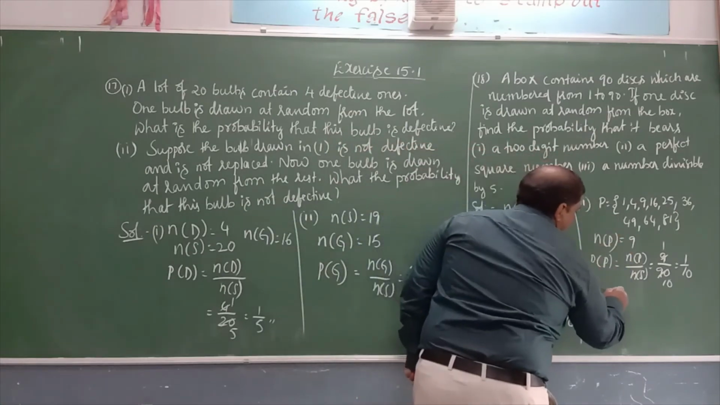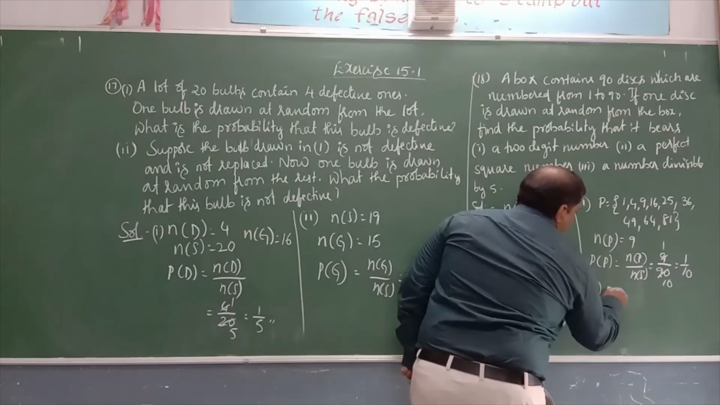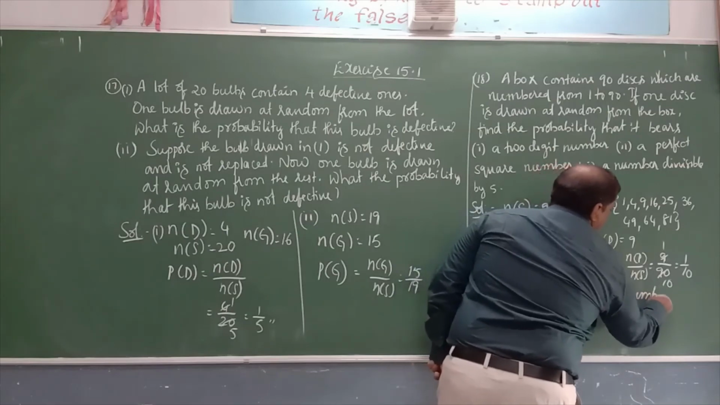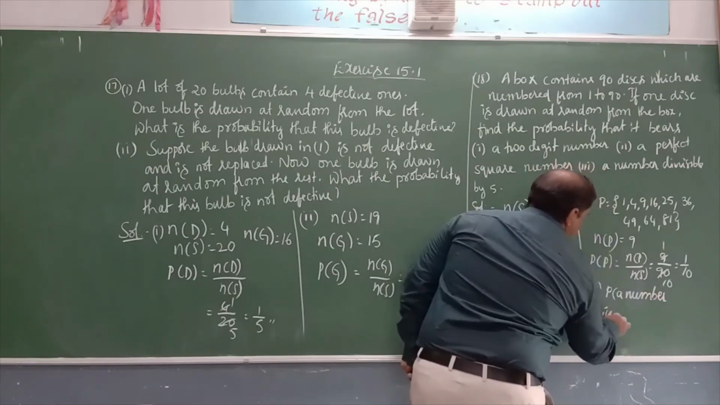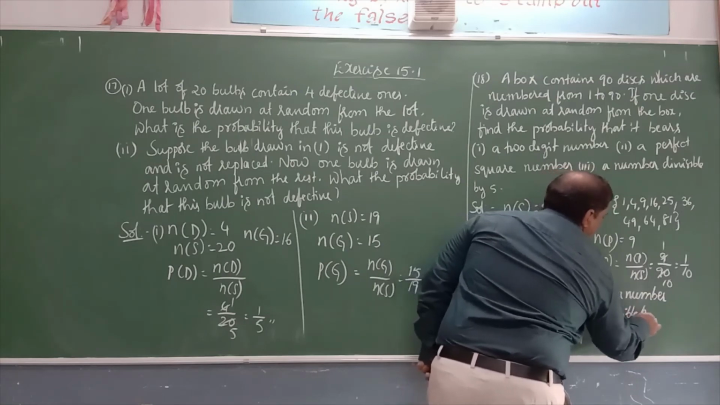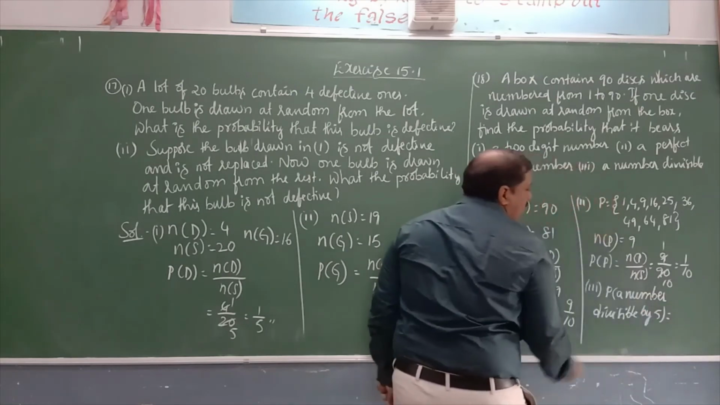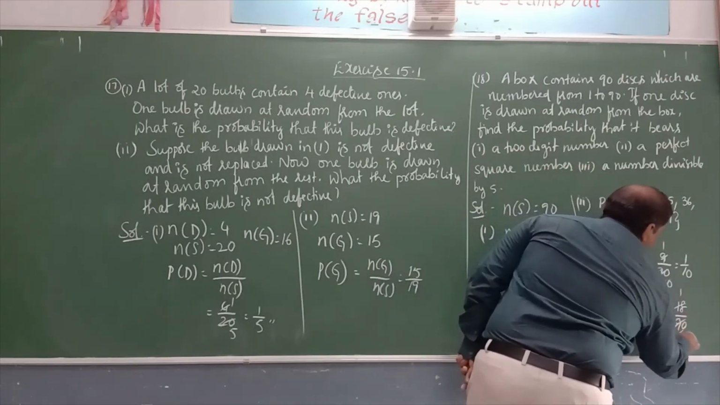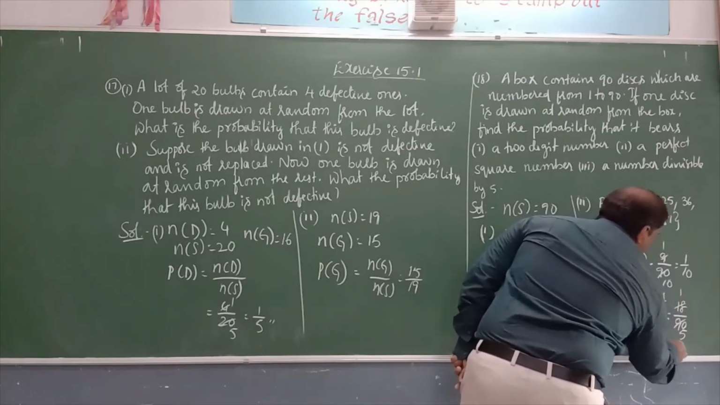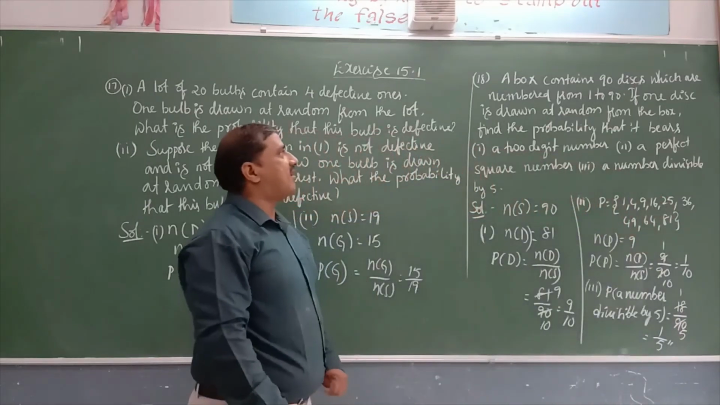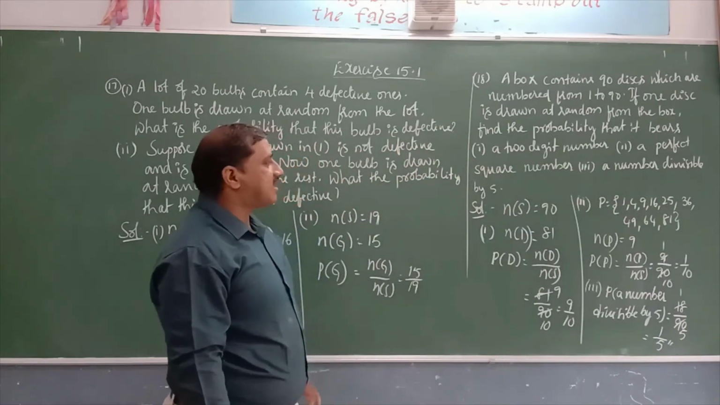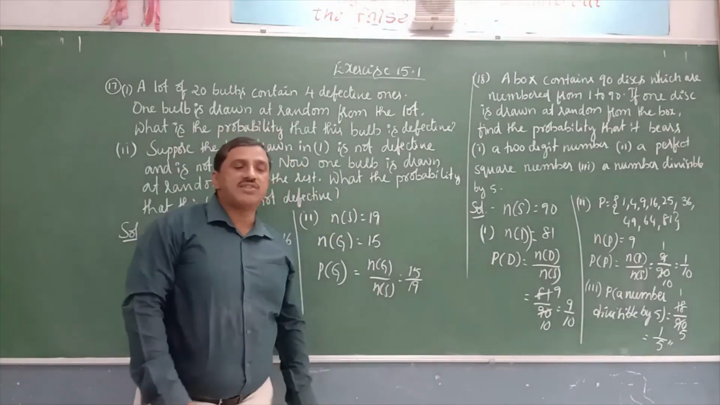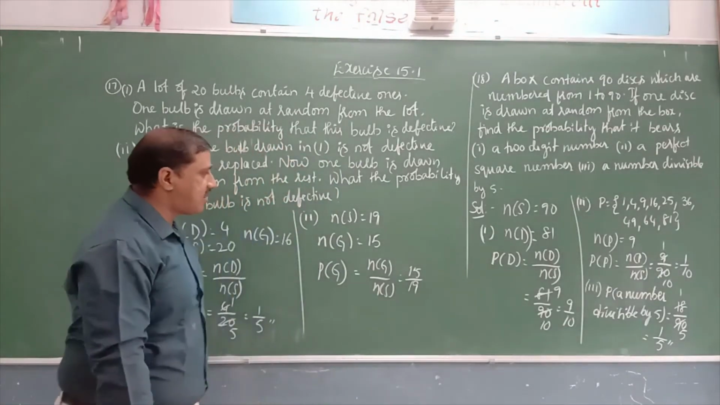So the probability of a number divisible by 5 is 18 by 90. 18 ones are 18, 18 fives are 90, that is 1 by 5. That is the probability of a number which is divisible by 5. Like this we will find the probabilities of the events given in the questions. Is it clear, children? Right?